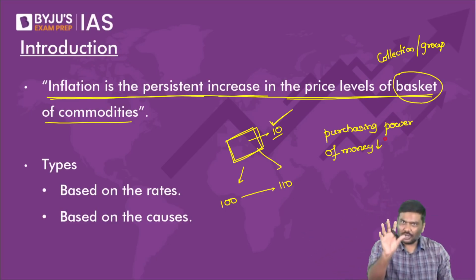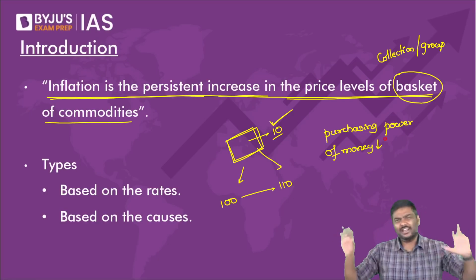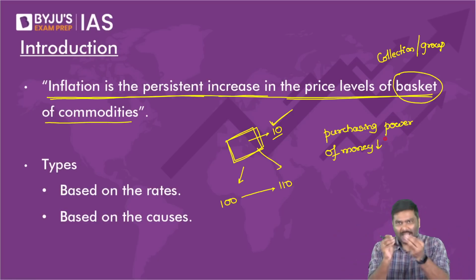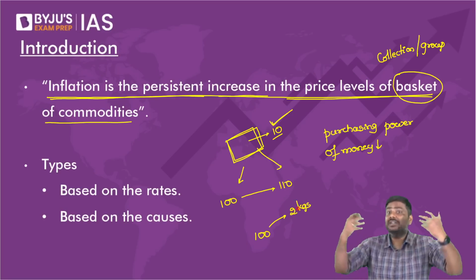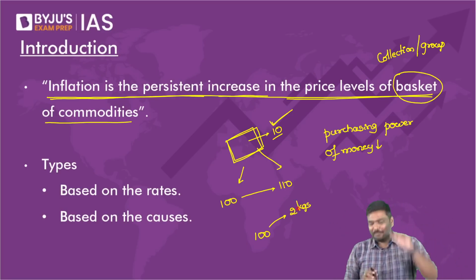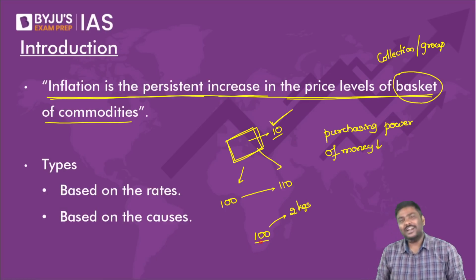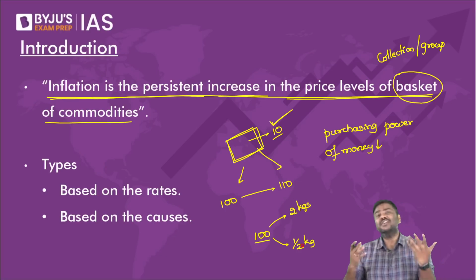Current affairs, the tomato prices, is the best example. Last year, for 100 rupees you were able to purchase, let's say, 2 kgs of tomato, and many times even 10 kgs of tomato. But this year, for the same 100 rupees, you are able to purchase half a kg of tomato, if you are lucky.